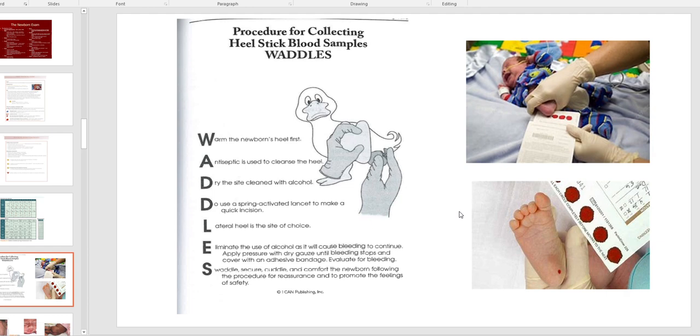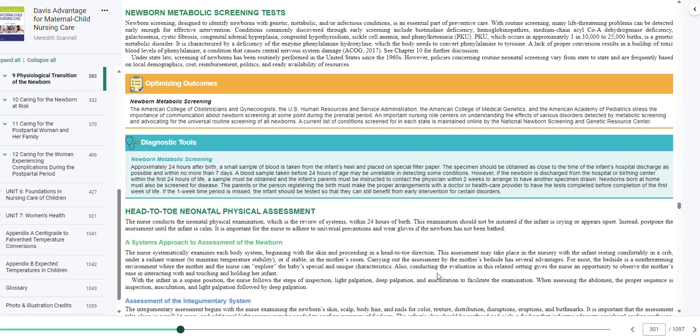Okay? And to let them know, they test for cystic fibrosis, phenylketonuria, which is what PKU stands for, maple syrup urine disease, all types of congenital anomalies they test for. And that is, again, on page 301 in your book.